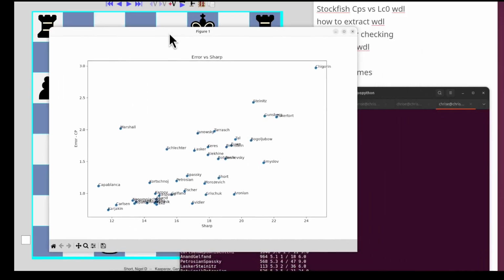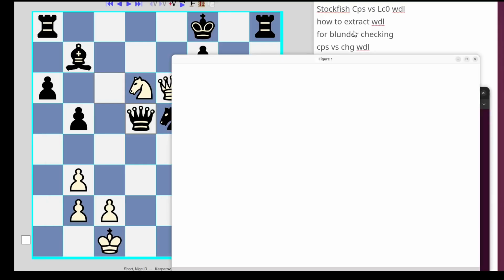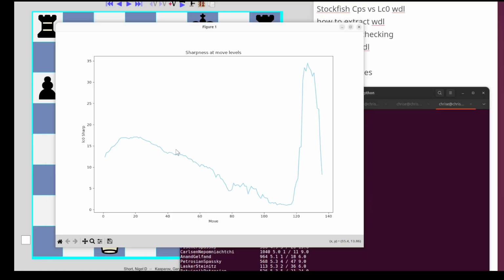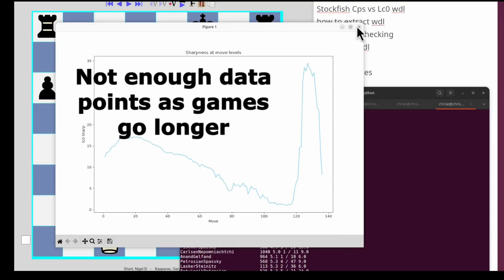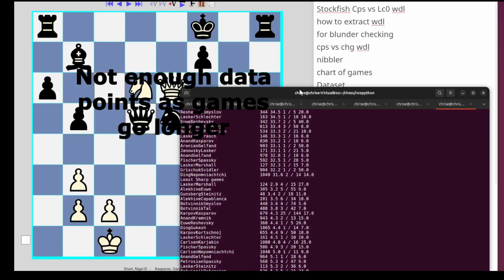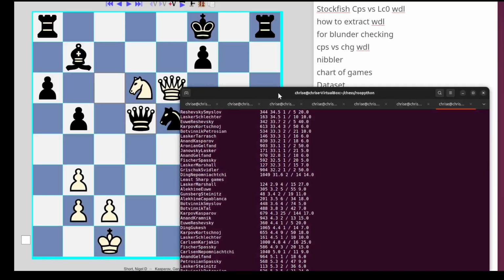Here's the same chart with centipawns. Doesn't look that different, but I think actually using the change in the game result, i.e. the change in the standard deviation of changing the expected score, is probably a better way of looking at it. Not averaging out well, but this shows game sharpness average is about 17, goes down to 10. So it's sort of what you expect in the game flow. Okay, so that's that set of charts.